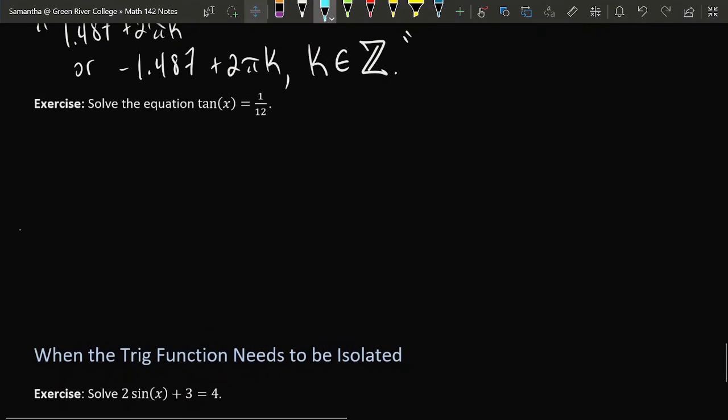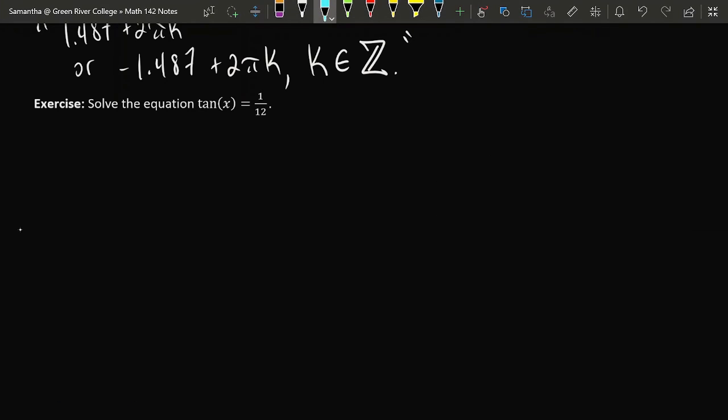Now to complete the set, let's solve the exact same equation, but this time with tangent instead of either sine or cosine. I'm going to start the problem in exactly the same way that I did before. I'm going to start it by finding one solution using, in this case, arctan.